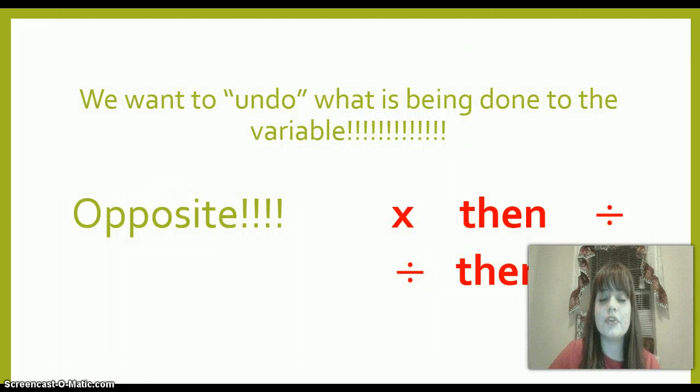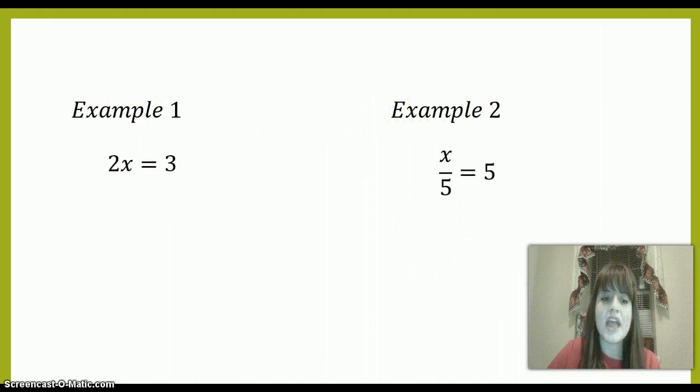So the main thing that we have to remember is that to solve equations and inequalities, we want to undo what is being done to the variable. In other words, we want to do the opposite operation of what's being done. If we are multiplying, then we want to divide. And if we are dividing our variable, then we want to multiply. So let's do a few examples, and as I give you these examples, I want you to copy them down on your paper.